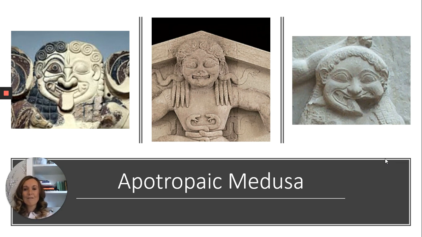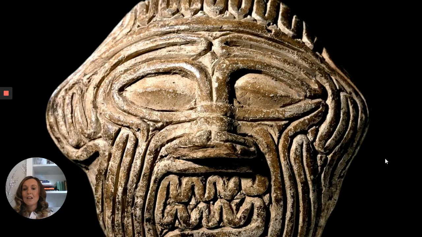Now, this kind of function of Medusa as apotropaic, or even her monstrous appearance here in the frontal face, is not just found in Greek art. So I thought it'd be interesting just to show you some examples or some parallels from elsewhere. So to start with, this is a clay mask from Babylon. So we would be talking about Iraq today. And it shows the demon Huara or Humbaba that Gilgamesh slain. So this was a giant slain by Gilgamesh.